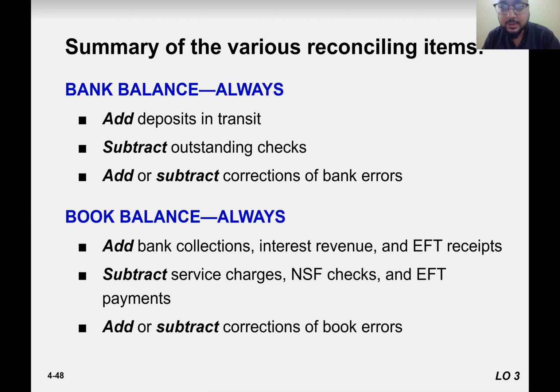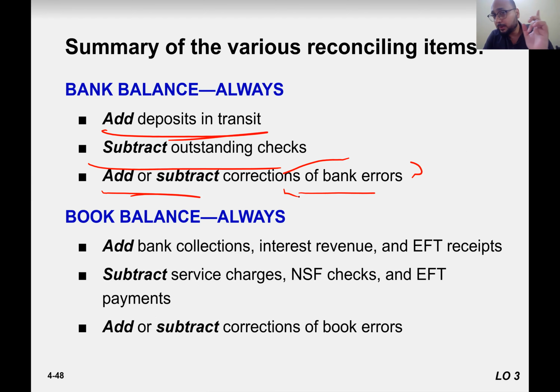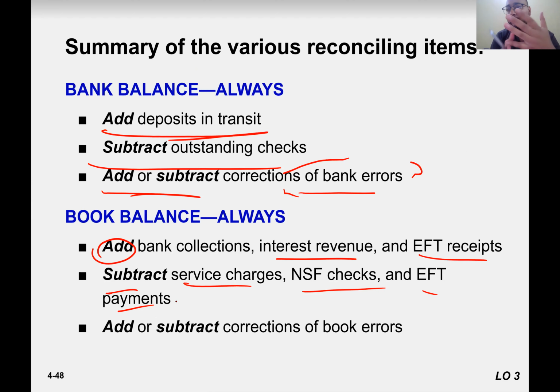So a summary of reconciliation is, on the bank side, always do that. Add deposit in transit, subtract outstanding, add or subtract if there is a banking error. On the book side, always do that. Add all kind of receipts that you gave authority to the bank to collect on your behalf. So any kind of dividends, interest, receipts, subtract any kind of payments or expenses, service charges, NSF, EFT payments, and add or subtract the human error.